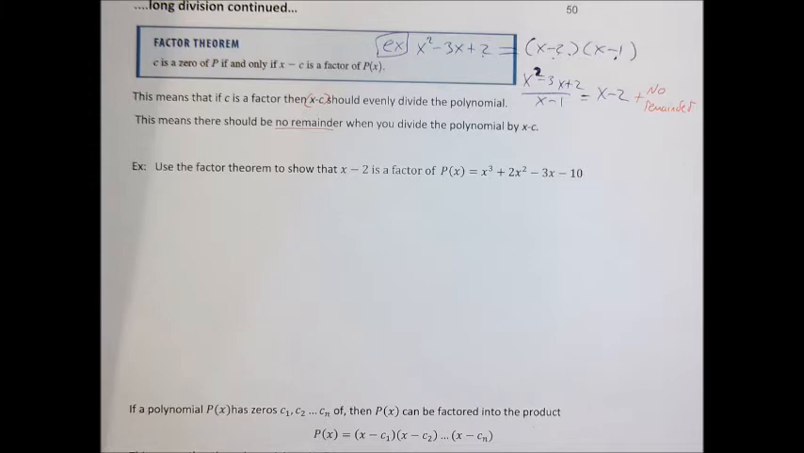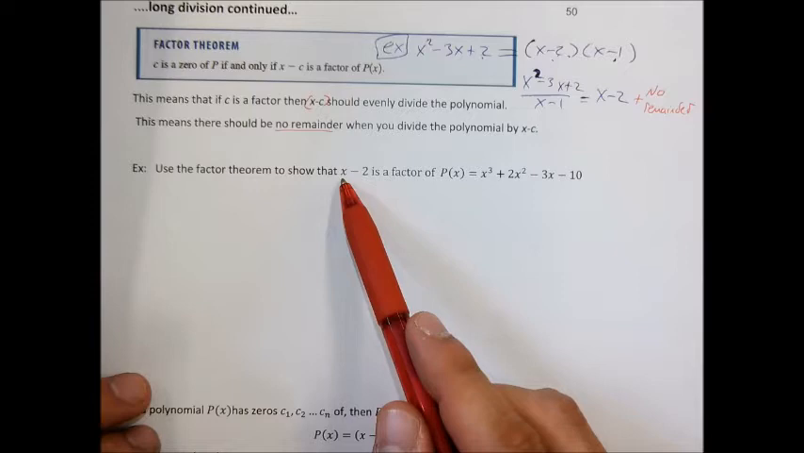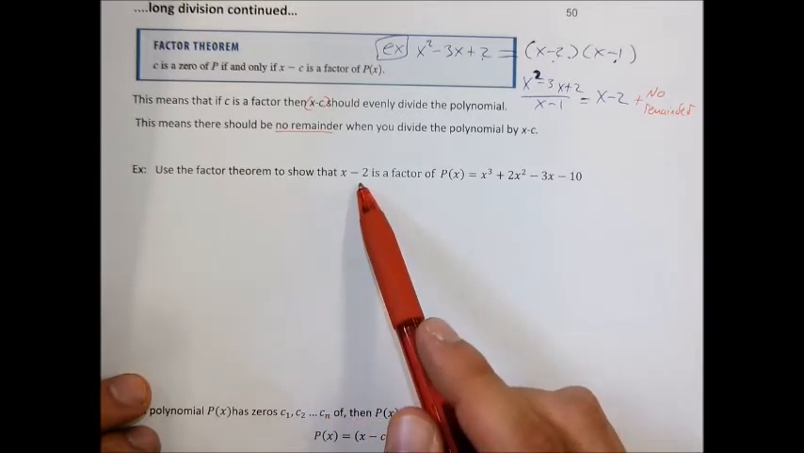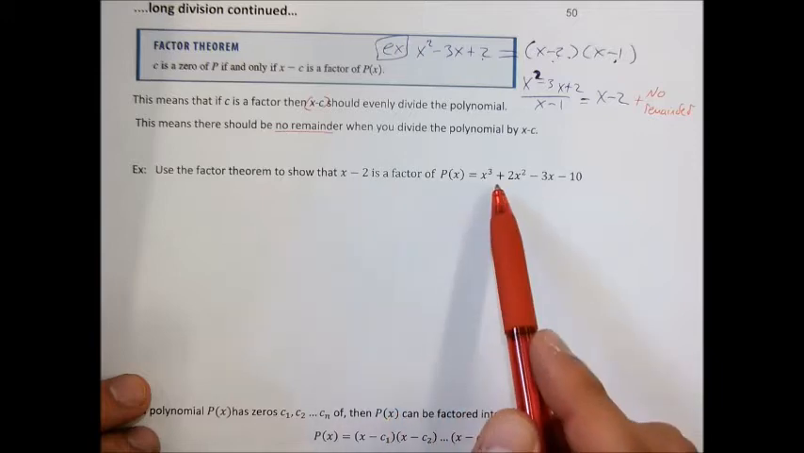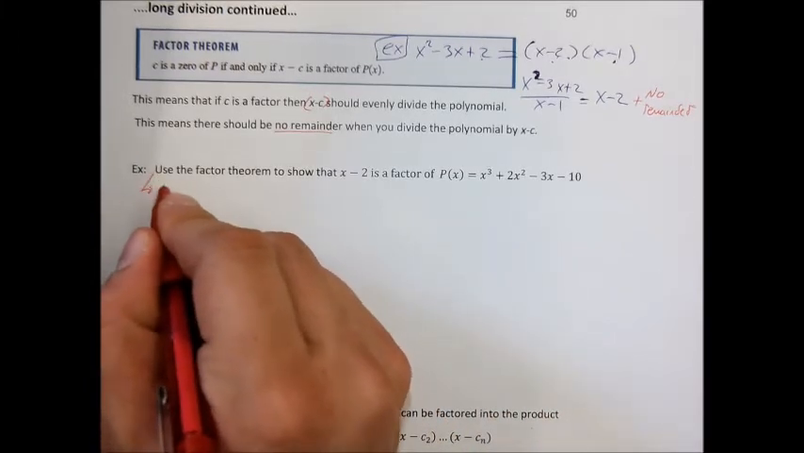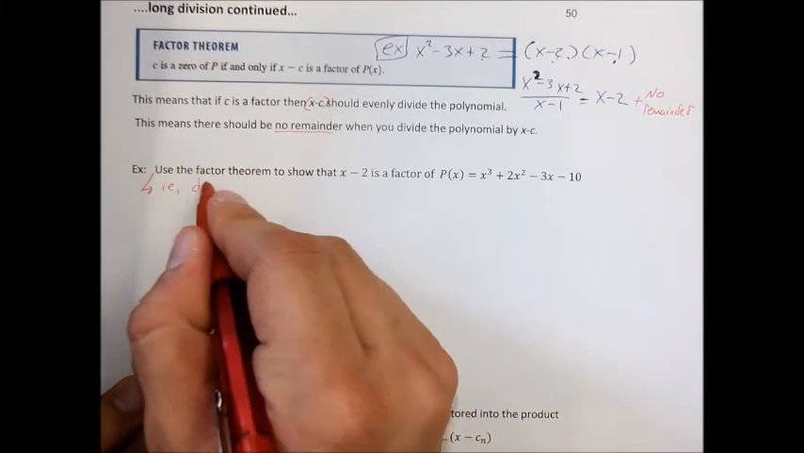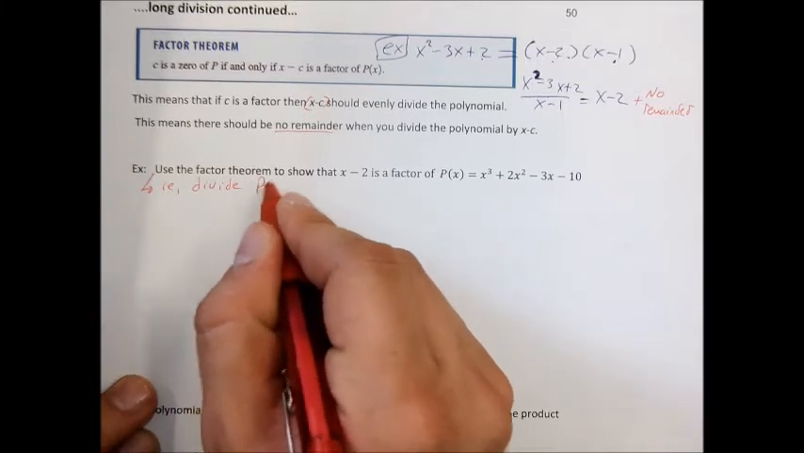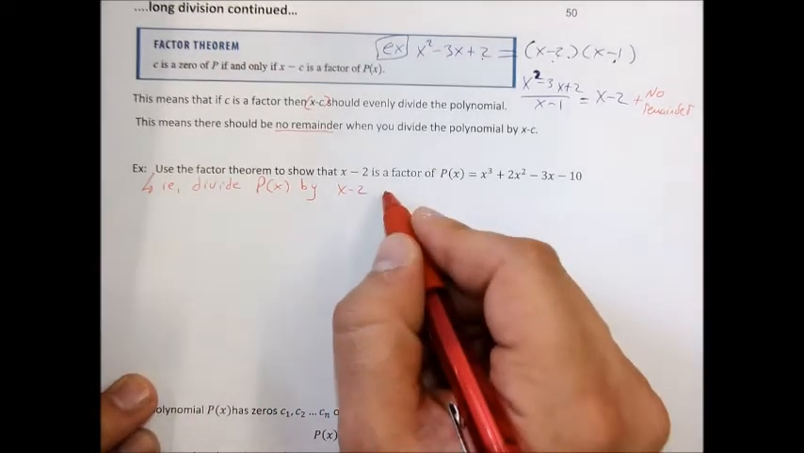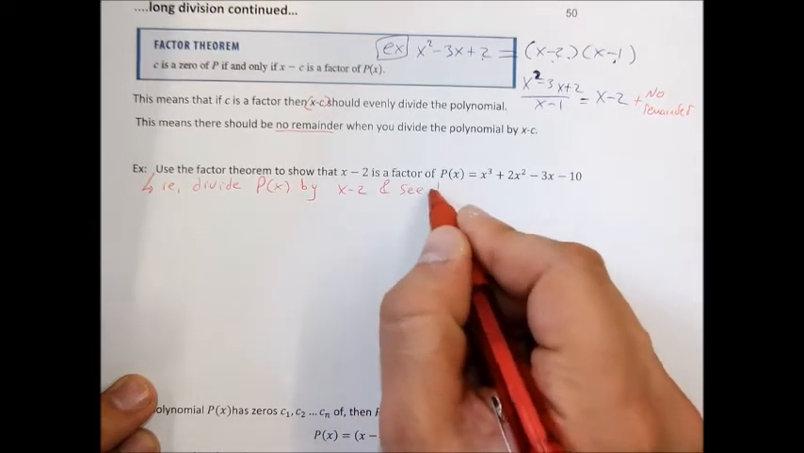And so I'm going to ask you to do this one and start us off here, now that we've practiced these on the last page, right? We want to use the factor theorem to show that x minus 2 is a factor of this cubic, x cubed plus 2x squared minus 3x minus 10. In other words, this is saying divide the polynomial, p of x, by the factor, x minus 2, and see that there's no remainder.